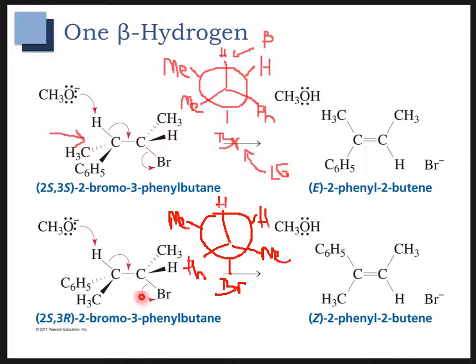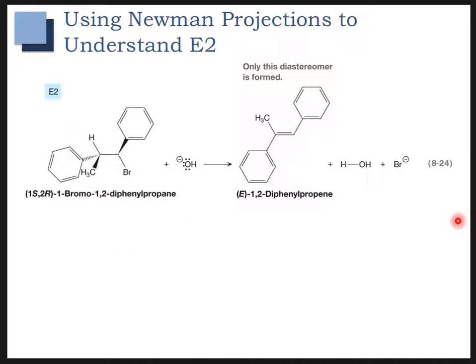You want to practice drawing your Newman projections in order to get the correct product. Otherwise, it's hard to determine which one's going to be favored in this situation. This is just a quick recap where you can see a substrate, the base, and the major product, and it shows you how to do the Newman projection.